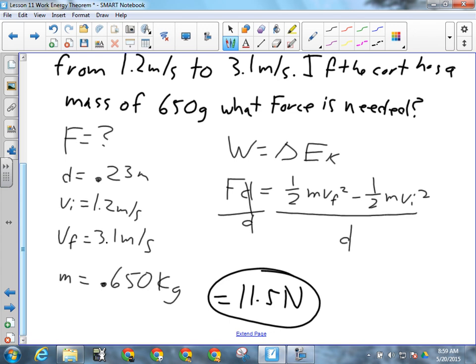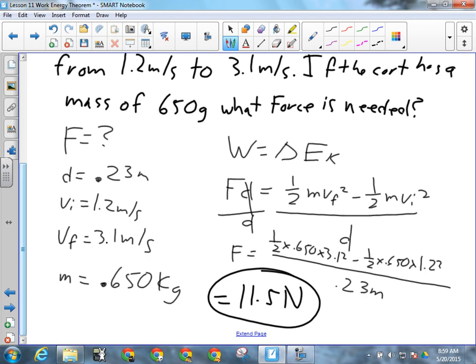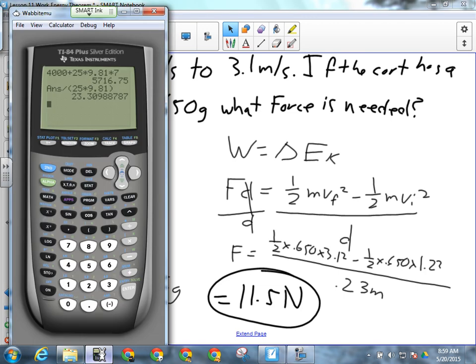Okay, then we plug in our numbers. So force will equal 1/2 times 0.650 times 3.1 squared minus 1/2 times 0.650 times 1.2 squared, all divided by 0.23 meters. All right, and when we're plugging that into our calculator, obviously the answer is right there.